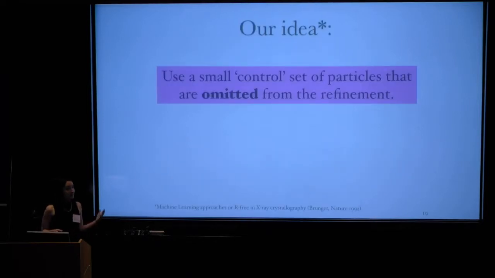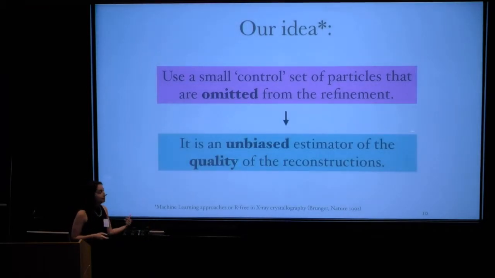So this is the idea of our work: to use a small control set of particles that are completely omitted from the refinement process. This would give us an unbiased estimator of the quality of the reconstructions. This is based on machine learning approaches, where you have a test data set that you don't use to create your models, or on the R-free in X-ray crystallography, where you completely omit a data set from your refinement.